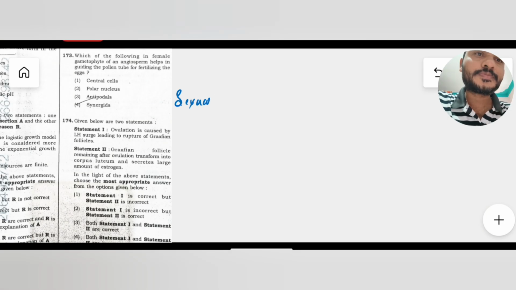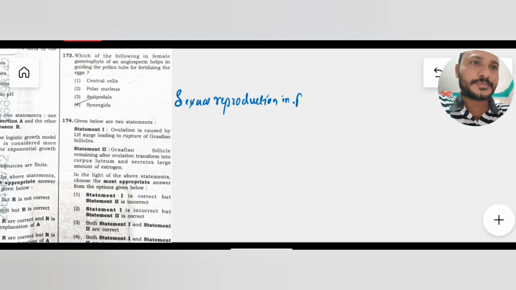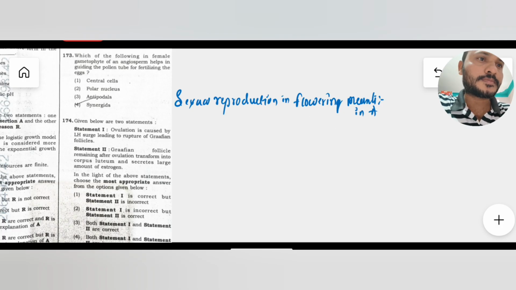Sexual reproduction in flowering plants. Flowering plants. So here in sexual reproduction in flowering plants, in angiosperms, especially in angiosperms, means flowering plants.